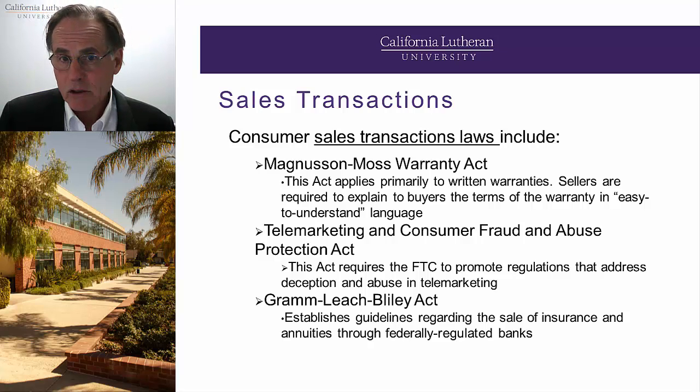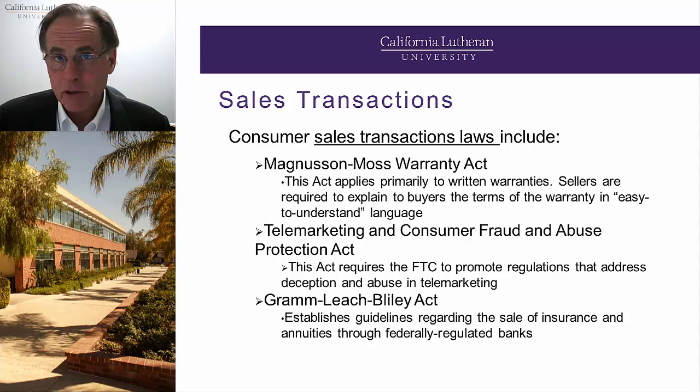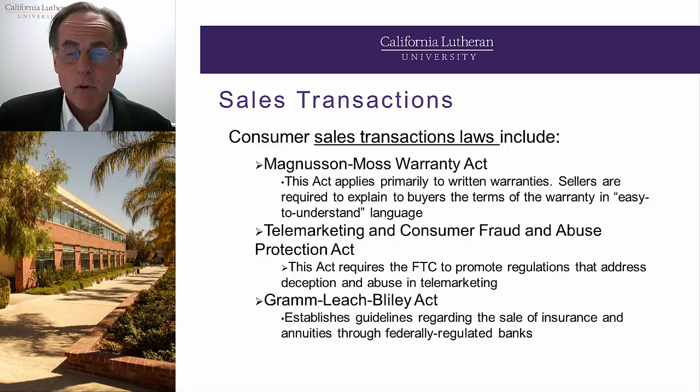Consumer sales transaction laws include the Magnuson-Moss Warranty Act. This act applies primarily to written warranties. Sellers are required to explain to the buyers the terms of the warranty in easy-to-understand language. Telemarketing and Consumer Fraud and Abuse Protection Act. This act requires the FTC to promote regulations that address deception and abuse in telemarketing.